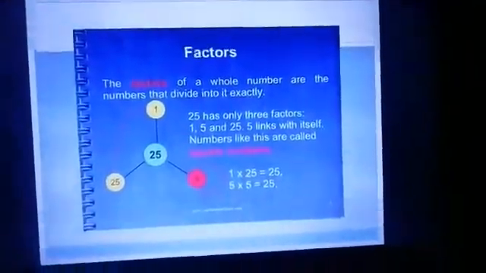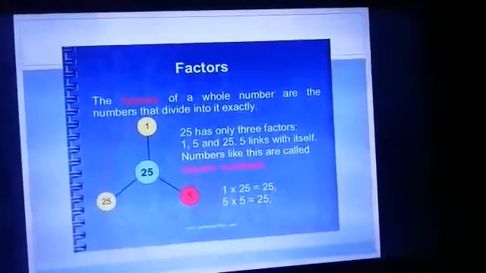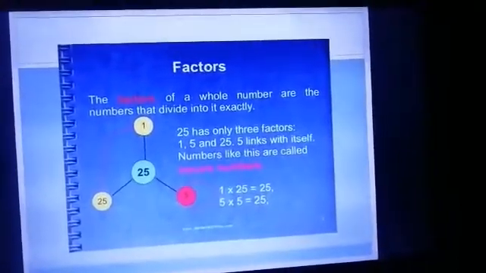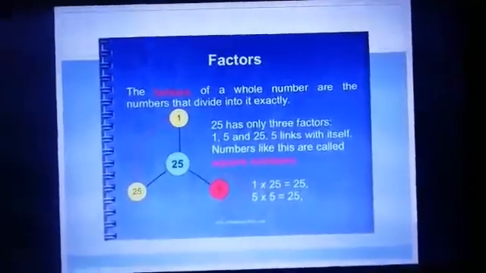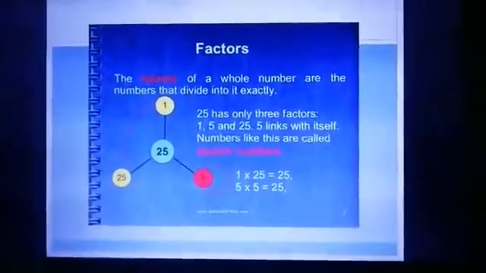For example, you can see here we have 25. 25 comes in 1, 5 and 25 as well. So it has 3 factors, so it is actually a composite number.